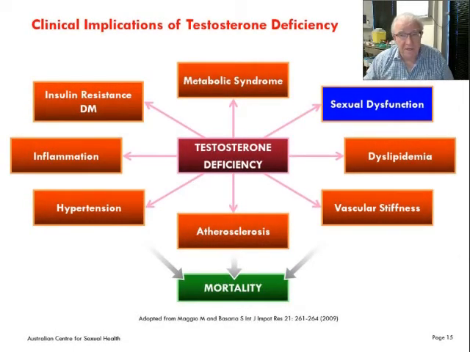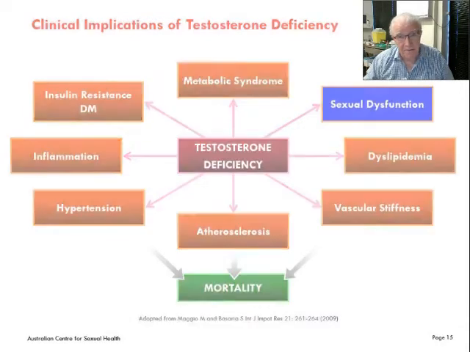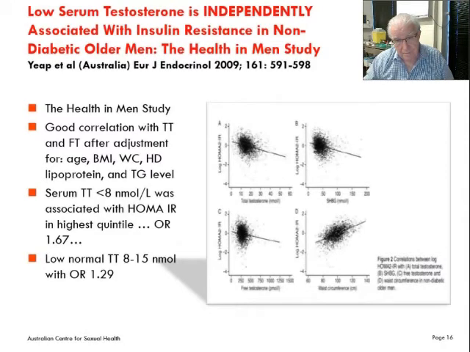Testosterone deficiency is linked to a number of diseases and is associated with an increased risk of mortality. These conditions include endothelial dysfunction and the subsequent development of atherosclerosis, of hypertension, insulin resistance and diabetes, and of course the metabolic syndrome. The data we have suggests that there is a strong link between hypogonadism and insulin resistance.